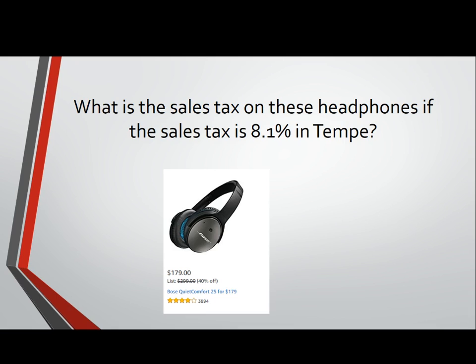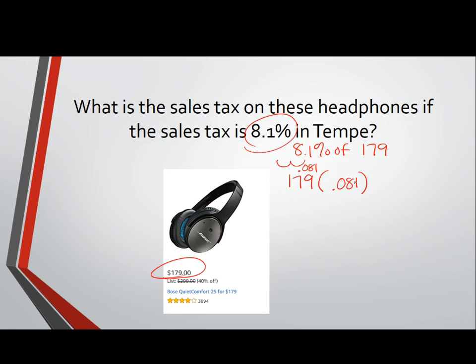Okay, so let's do some calculations here. What is the sales tax on these headphones if the sales tax is 8.1% in Tempe? Tempe is where UAT is located. So you'll see that the headphones are $179. So all I have to do is figure out 8.1% of $179. So I'm going to multiply 179 times this percentage, but remember, whenever we use a percentage in our calculations, we have to convert it to a decimal. So I'm going to move this decimal over twice to the left, giving me 0.081. So 0.081 is going to get multiplied by 179.